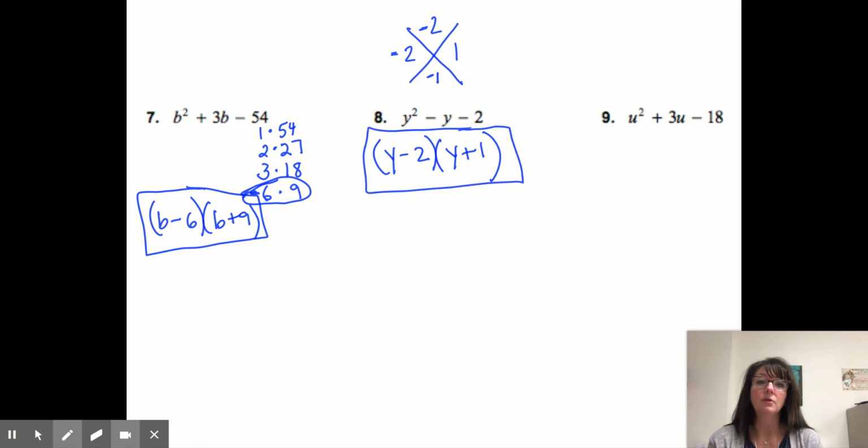And then again, you could just check it by FOILing it. Doesn't matter the order that you put those in. Looking at number 9, why don't you go ahead and tell me which two factors we would use. We want factors of negative 18 that would sum to a positive 3. What are the two factors?